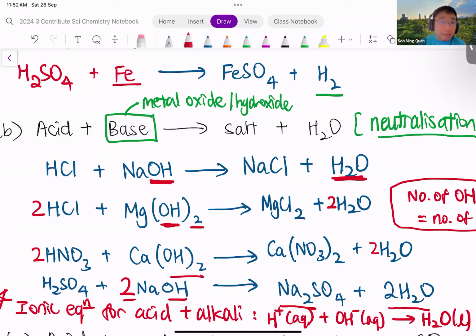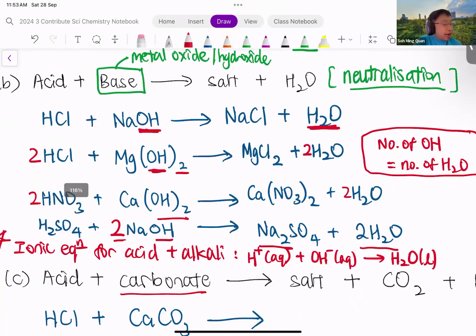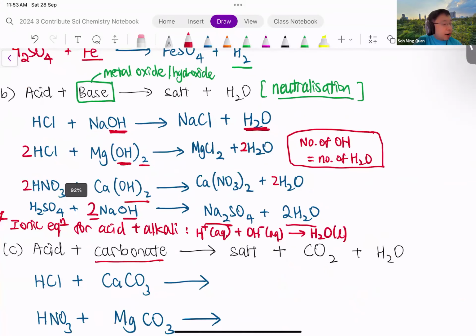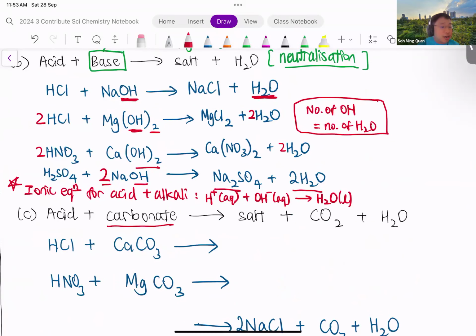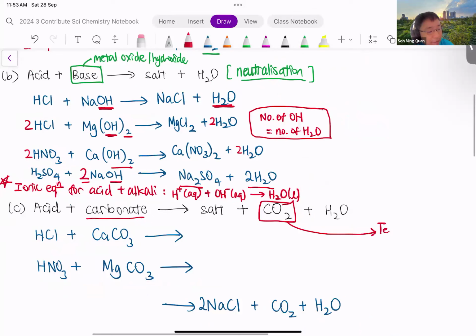So we have gone through acid plus metal. We have gone through acid plus base. And the last one should be acid plus carbonate. Now, acid plus carbonate, we are familiar. The word carbonate tells you what gas will be formed. Okay, so if you look at acid plus carbonate now, we have formed salts, carbon dioxide gas, and water. So again, when you learn a reaction, you need to learn the test for the gas, if there's a test for gas. So carbon dioxide gas is tested for by bubbling into lime water.